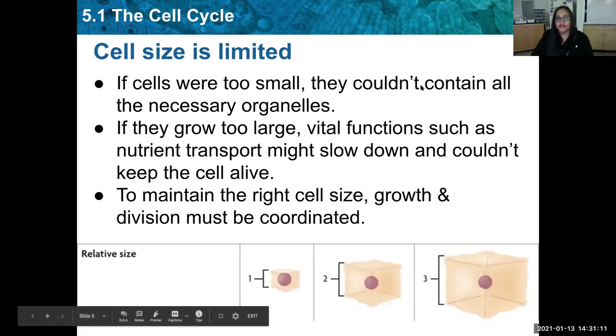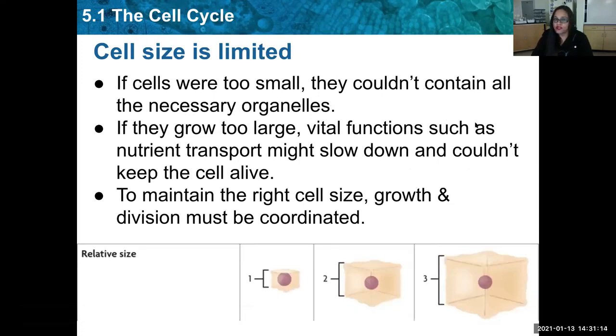And cell size is limited. If cells are too small, they couldn't contain all the necessary organelles. You know, all the different organelles, there's like 15 of them that get stuffed into your cell, so they need to be a certain size to be able to fit everything. But if they grow too large, vital functions such as nutrient transport might slow down and couldn't keep the cell alive. So cells need a certain amount of water and oxygen, nitrogen, other nutrients. If it's too big, that stuff doesn't travel very well. So it can't get across the cell to all the parts it needs to go to.